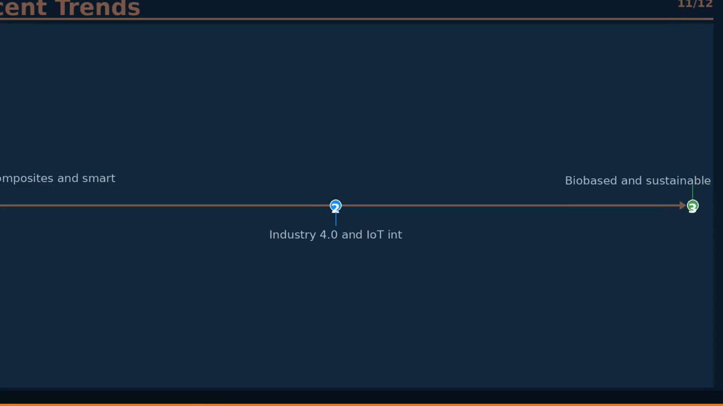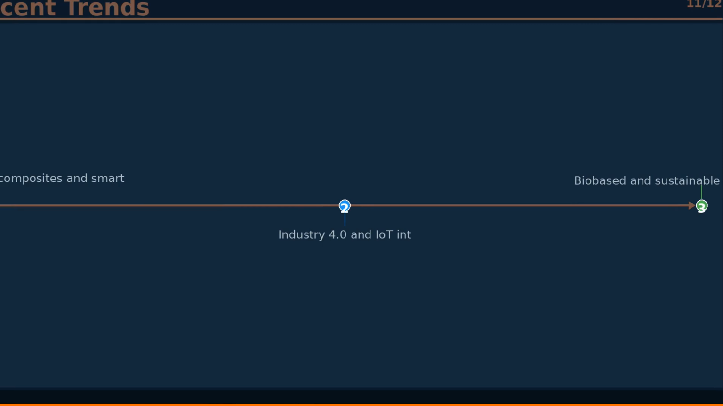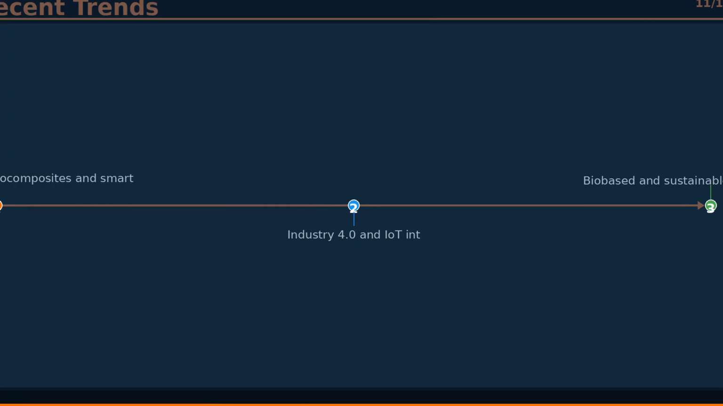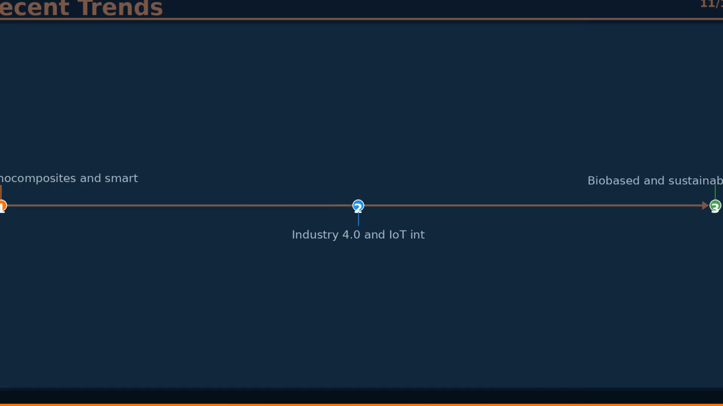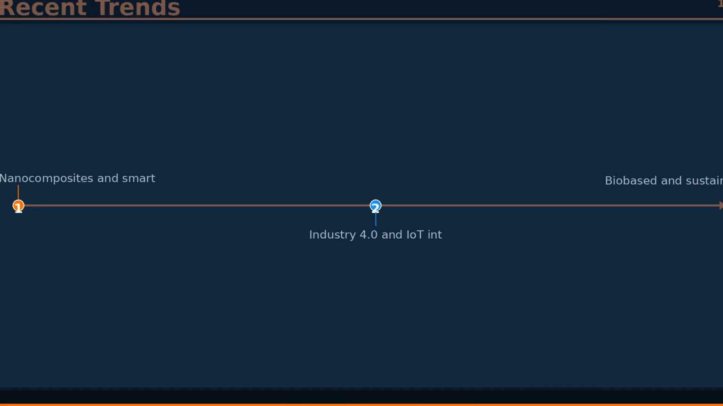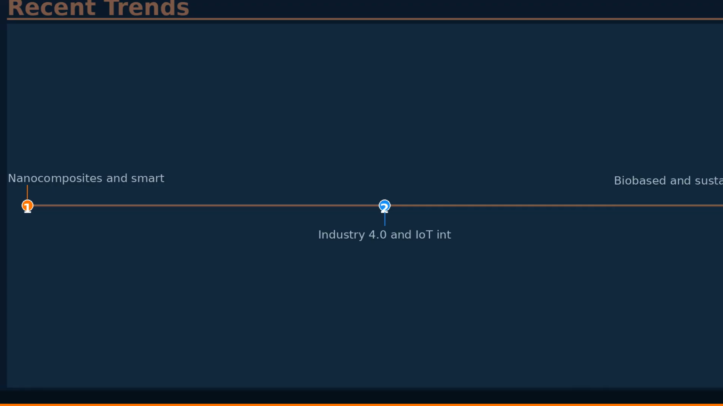Recent advances in Introduction to Polymers and their classification include nanocomposite reinforcement and smart material integration. Industry 4.0 enables real-time process monitoring using IoT sensors and AI-based control. Bio-based alternatives are gaining traction as sustainable replacements for conventional materials.